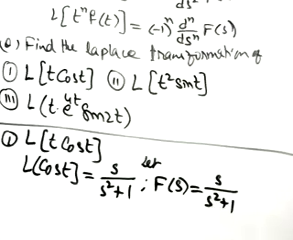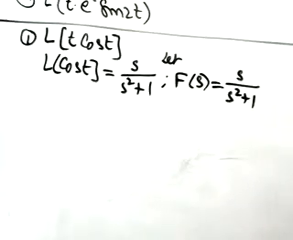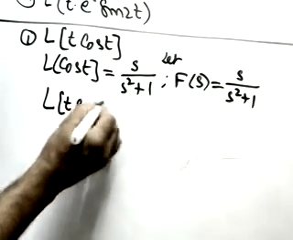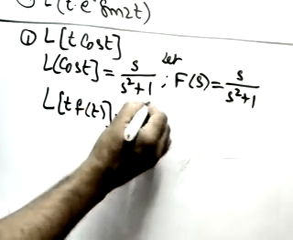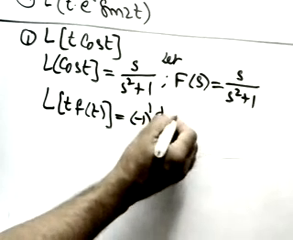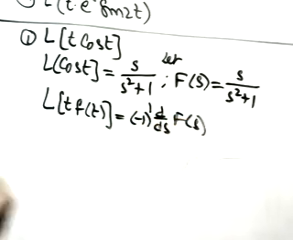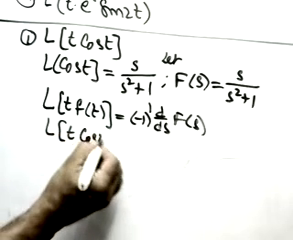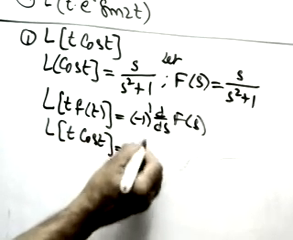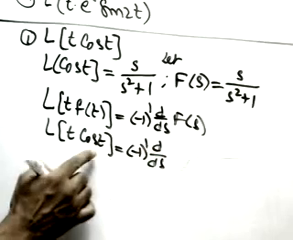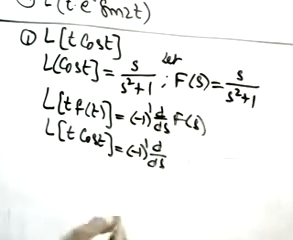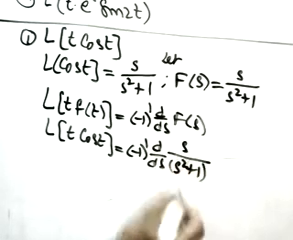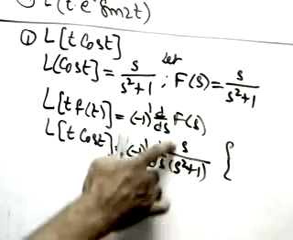So when you multiply it with t, we have to use the formula. What is the formula? Laplace of t into f of t equals minus 1 power 1 d by ds of F of s. So let me use this formula here. Laplace of t into cos t equals minus 1 power 1 d by ds of F of s, the Laplace of this function, which is s by s square plus 1. Let me solve this one.